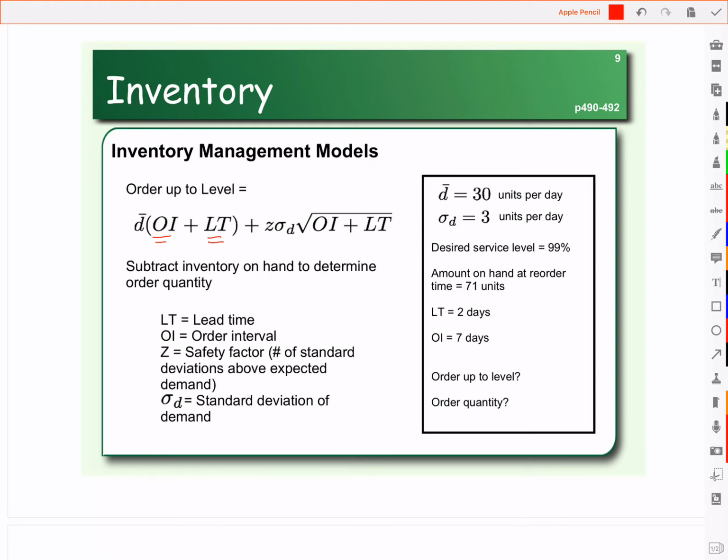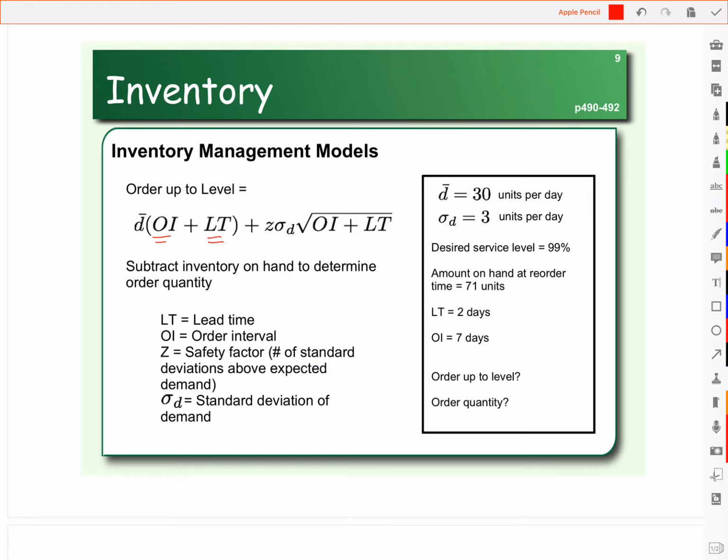So we need to make sure that whenever we place the order, we have enough for the period of time after we receive our order until our next order, and that period of time between when we place the order and when we receive it. So order interval plus lead time. So we're going to make sure that we have enough, which means we have to look at our average demand and figure out how much we're going to need for that period of time.